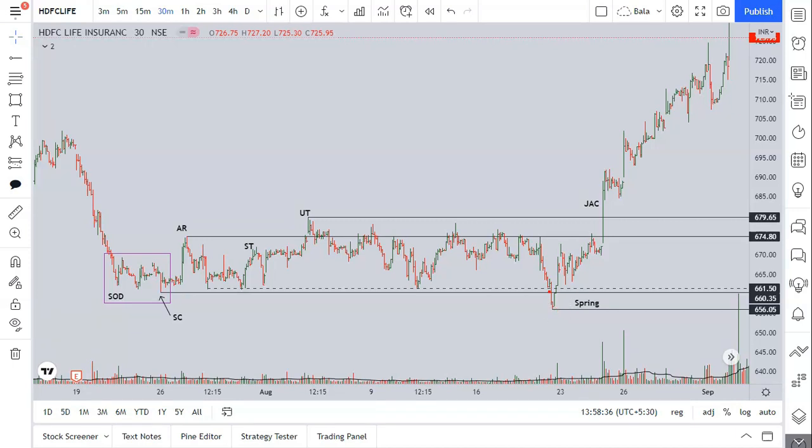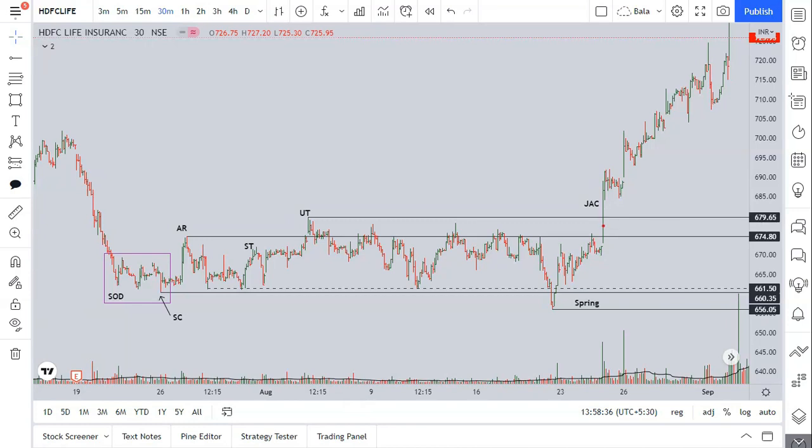If there are sellers, what would have happened? The market would have created a downtrend right here. But since there were no sellers, that's the reason we got a spring and the market went up right here, and you got an amazing trade up to the jack. So one trade has been completed right here, and now, most importantly, the jack, the jump across the creek.